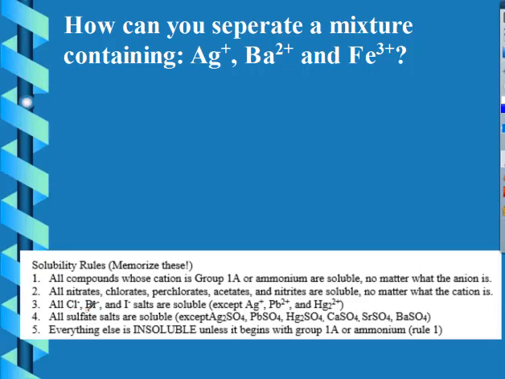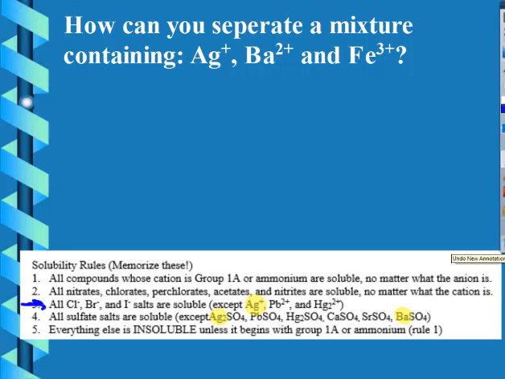So all chlorides, bromides, and iodides are soluble except silver, lead, and mercury. So there's our silver. And all sulfates are soluble except silver, and then there's barium. So notice I can't use a sulfate salt to begin with because that would precipitate silver and barium, and then I wouldn't be able to distinguish between those two.